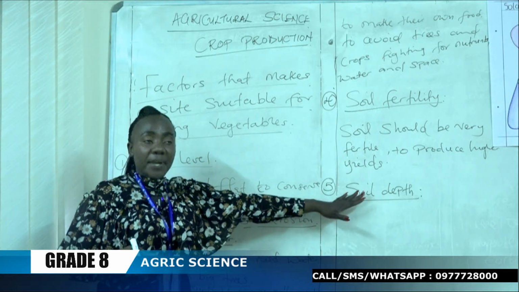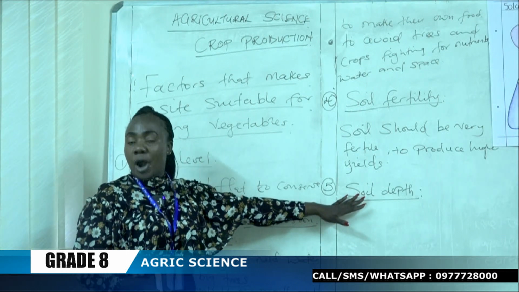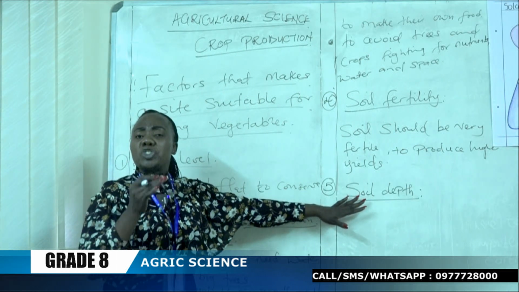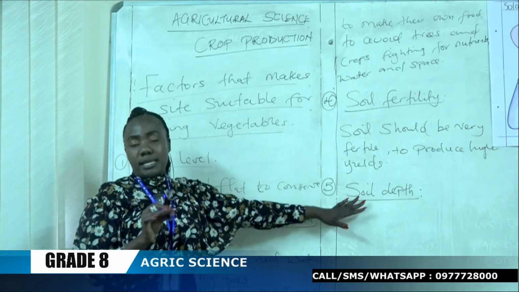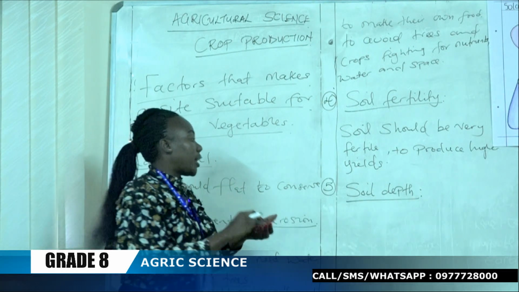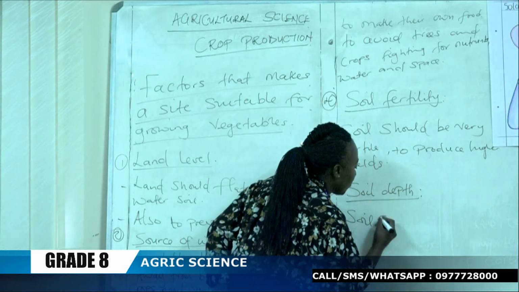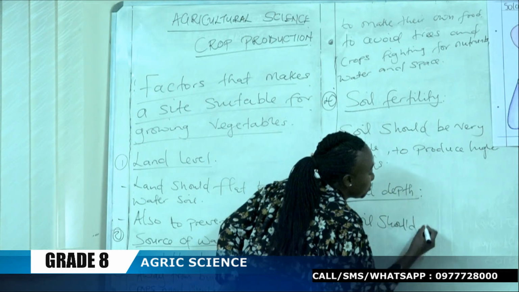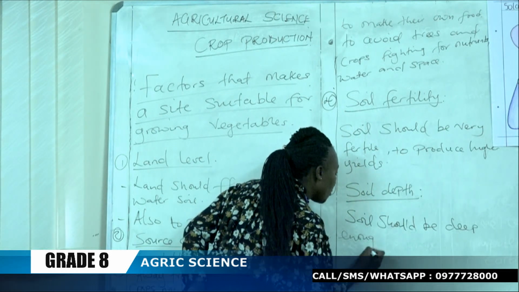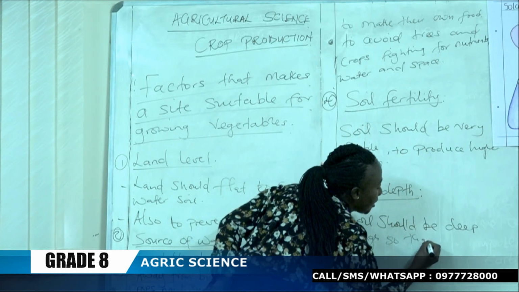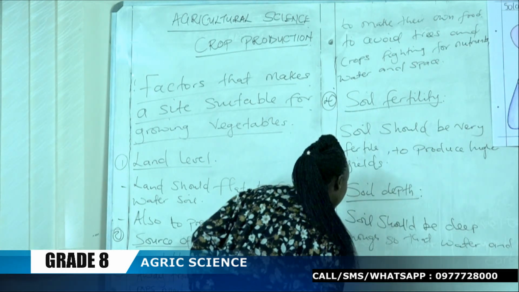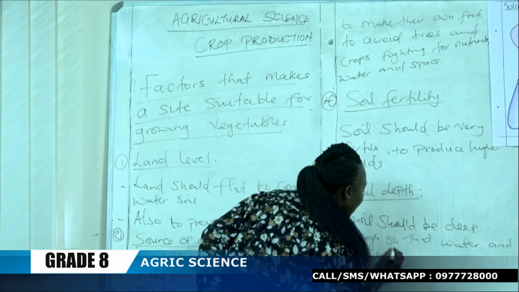So the soil should be deep enough to keep water for so long in the ground, to keep the nutrients that we put for so long in the ground, so that they're able to be distributed to all parts of the plant. We've talked about them moving from the roots to the stems, from the stems to the leaves, okay? So the soil should be deep enough so that water and nutrients last.